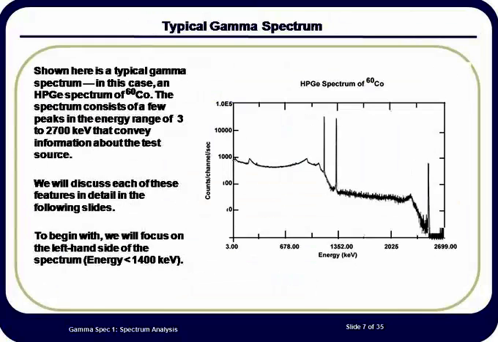The energy range is about 50 to 2,700 keV. In gamma ray spectrometry, the area under the gamma ray peak is a direct measure of the activity of the radionuclide associated with that gamma ray.